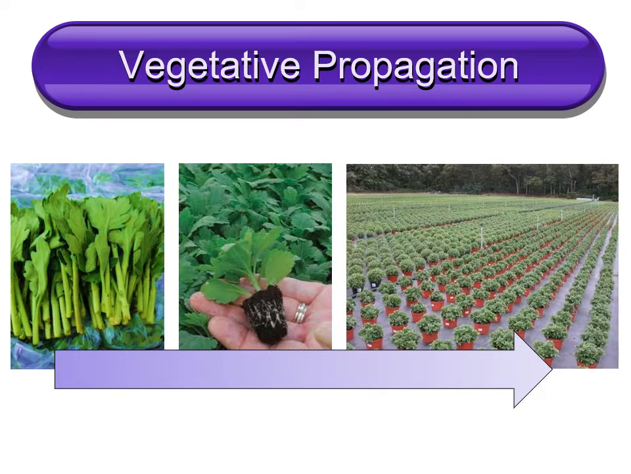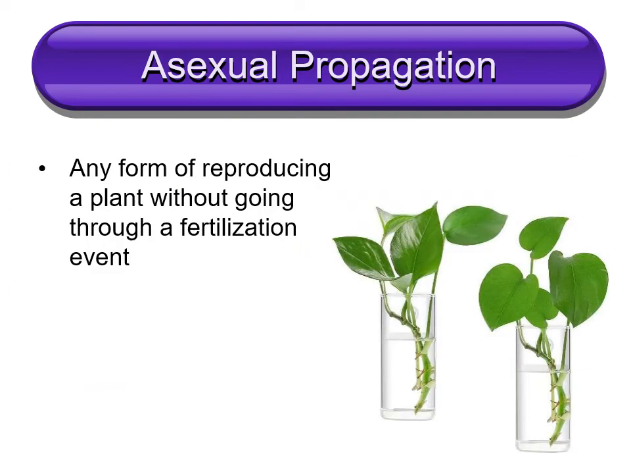Moving over to vegetative propagation. This is the process of essentially reproducing a plant without going through a fertilization event, right? So we've all taken cuttings and stuck them in a jar. No, that's not rocket science. Lots of us have probably done that. That is asexual propagation.